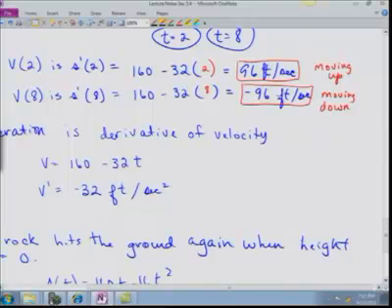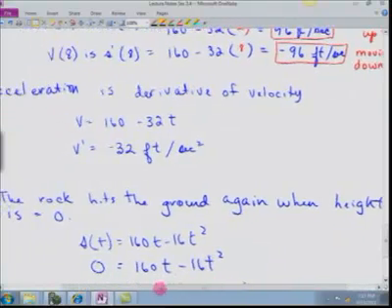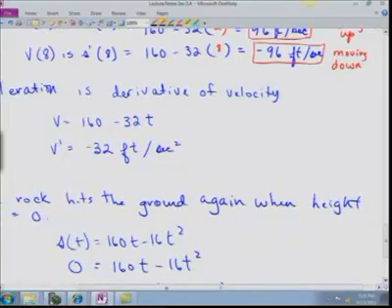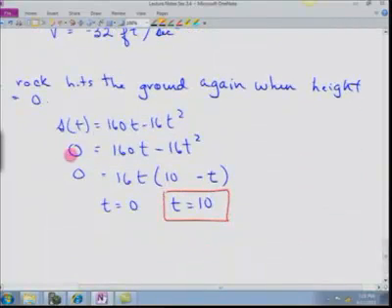And then the last part of the question: when does the rock hit the ground again? Well, it's on the ground when the height is 0. And it's like that when it starts, and it's like that when it ends. There's 2 places. So if you set the original equal to 0 and factor it out, you get t is 0, t is 10. Well, it can't be the first answer, that's at the start. So at 10 seconds, it's back on the ground. Okay?